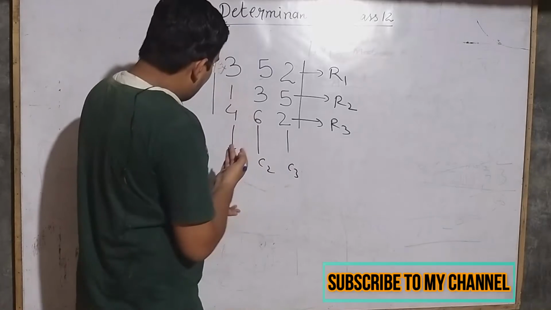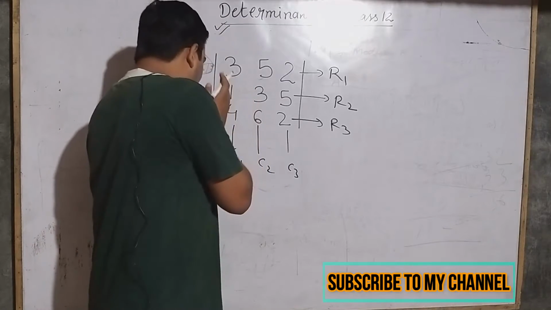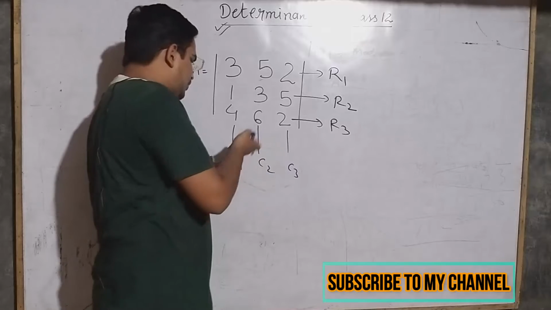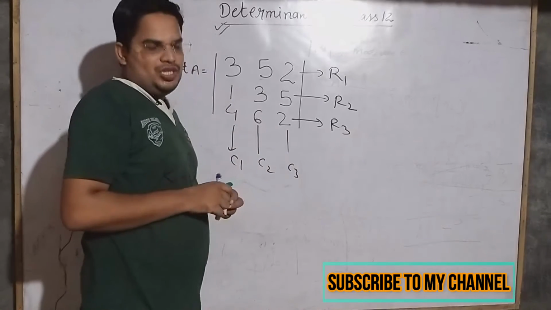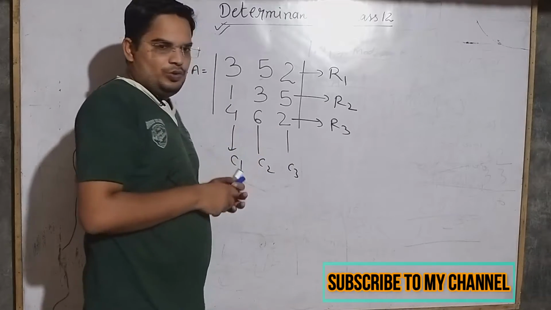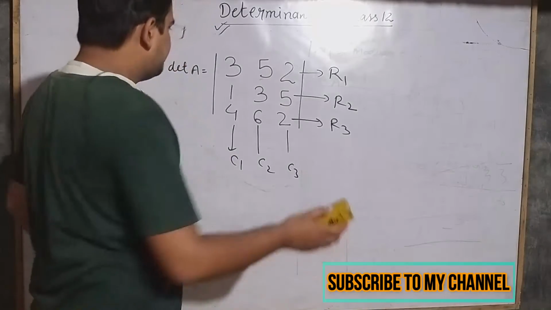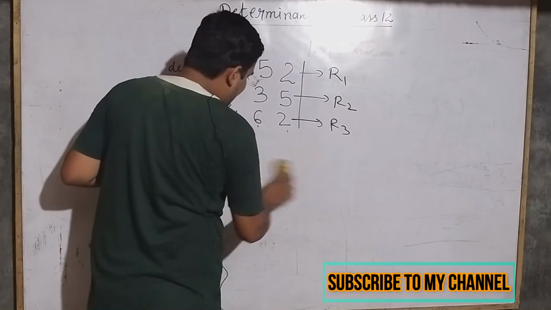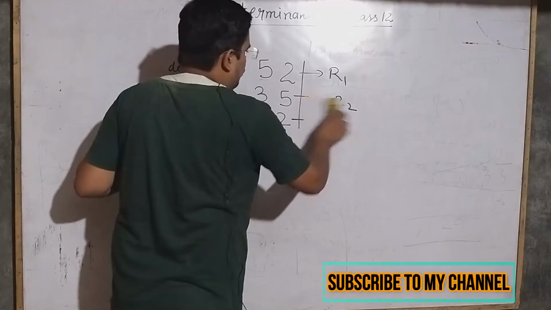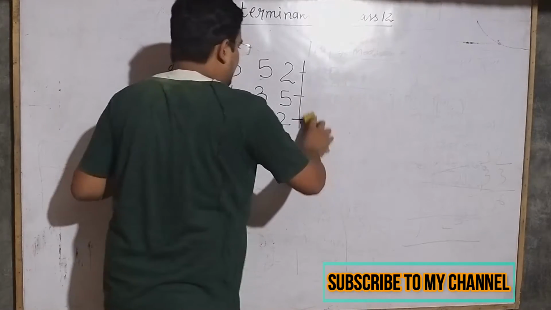So we can expand it along R1 or we can expand it along C1. We can expand it by any method. Okay, so let's see how to expand. First of all, I am going to expand it along the row. I am going to tell you how.